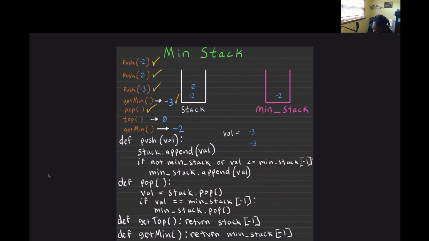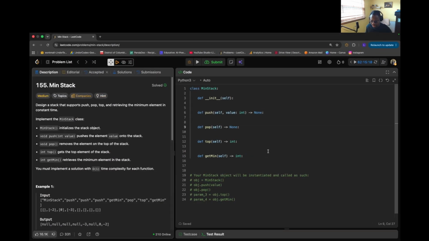So now we want to call top, right? So top returns stack of -1, and that gives us a 0. So that's as expected, okay? So now let's do a getMin. So getMin here, return min stack of -1. So we will be returning this -2, and that's as expected here, okay? So that was the walkthrough. Let's go to LeetCode and let's code up this solution.